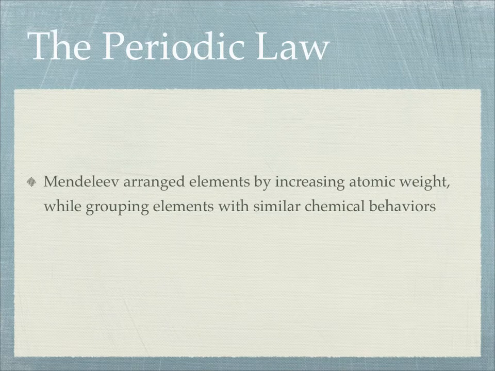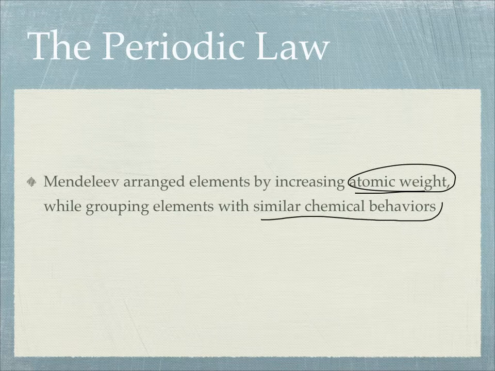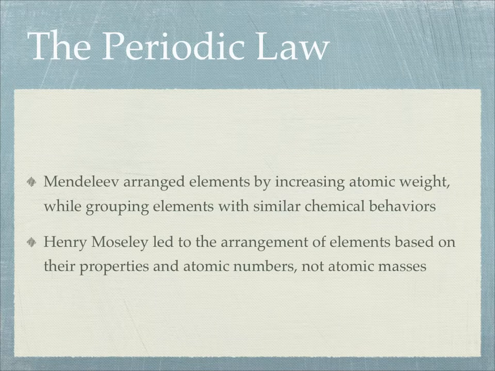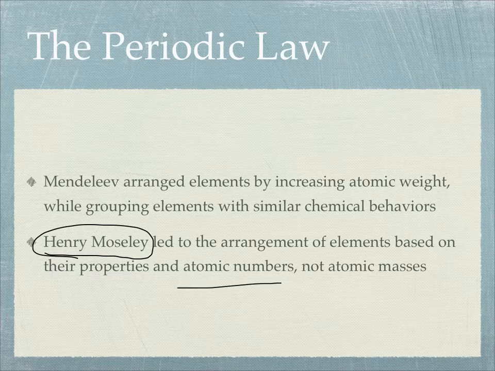So Mendeleev, when he was doing it, did it by atomic weight, because at the time they didn't know atomic number, and then used chemical behaviors, and sometimes put those out of order if he needed to, but in general he still followed the atomic weight. Later on, a guy named Henry Moseley comes along, and he figures out how to determine the atomic numbers, the number of protons and so on. And so from that point on, we know that the elements are put in order by atomic number, not mass.